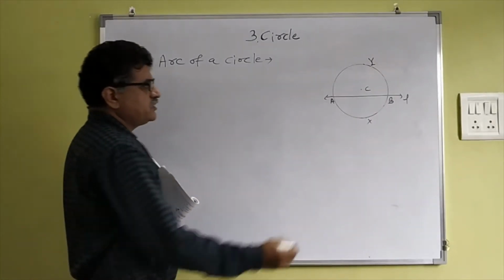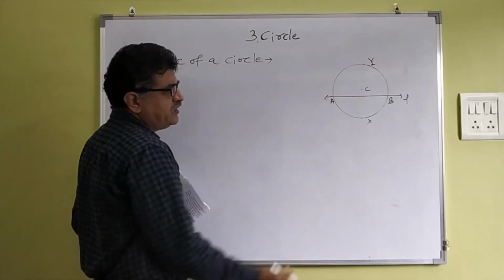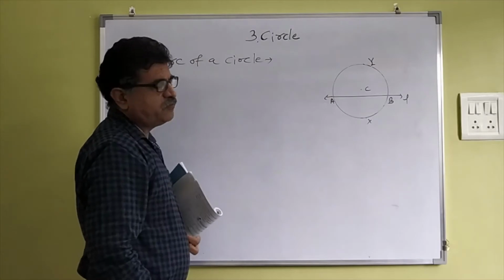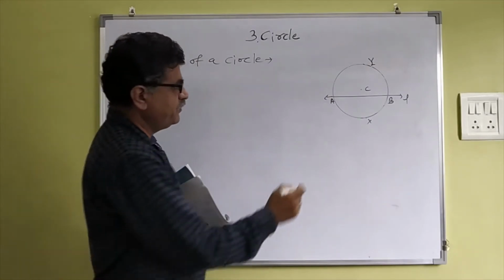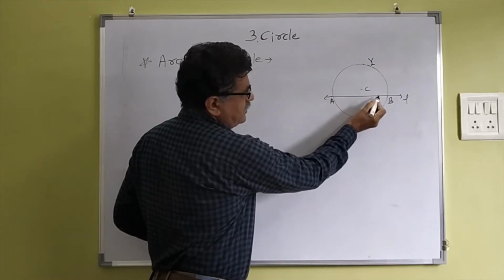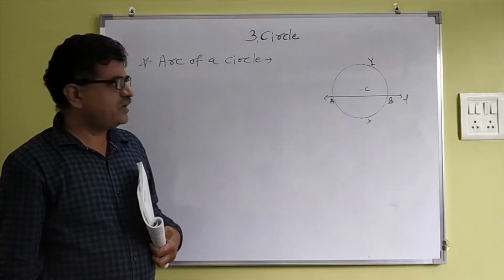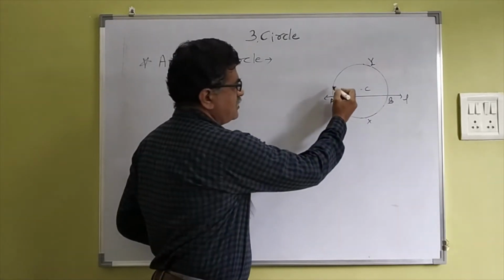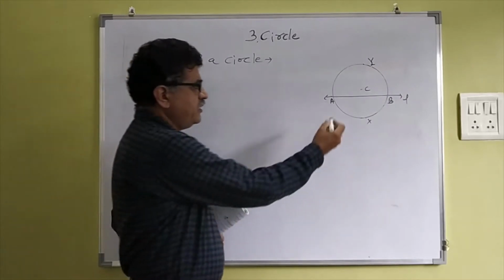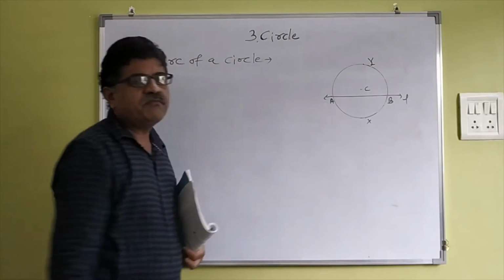Now let us see here. When the center of the circle is on one side of this secant, then that side of the arc is called the major arc, and the other side of the arc is called the minor arc.